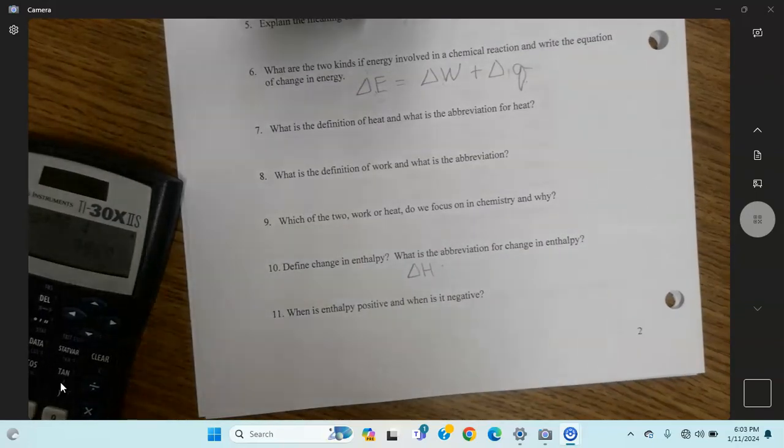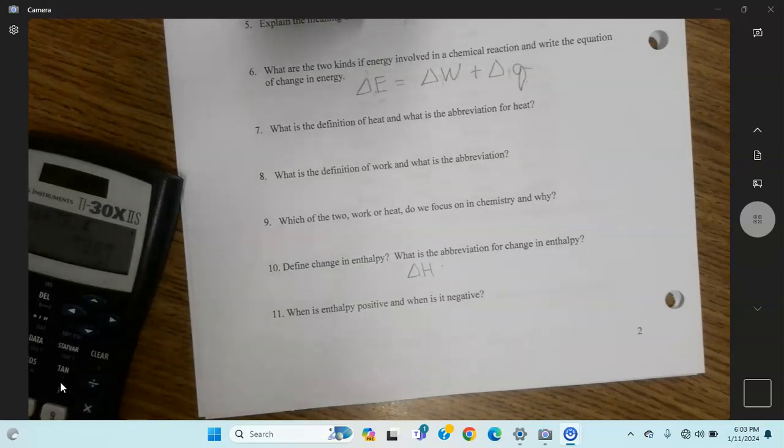Okay? When is enthalpy positive and negative? So when heat is going into a reaction, that would be an endothermic reaction, then enthalpy is positive. Just like money into your bank account is positive. When heat comes out, like money out of your bank account, then that's exothermic, and that's negative delta H.